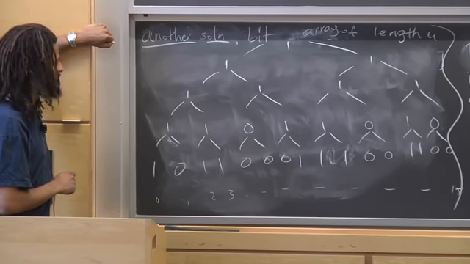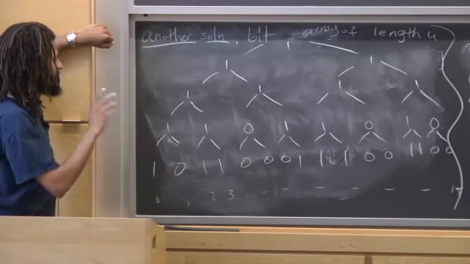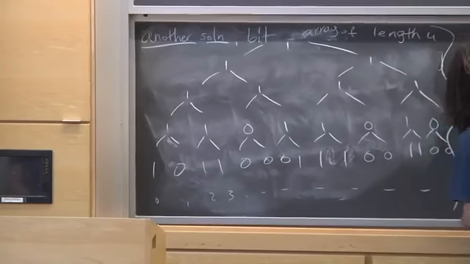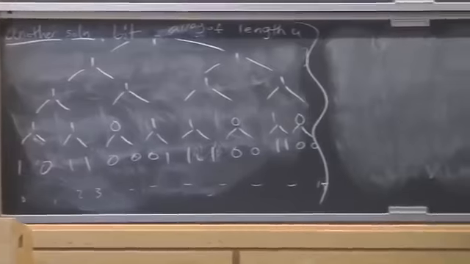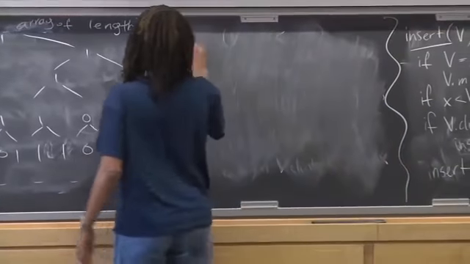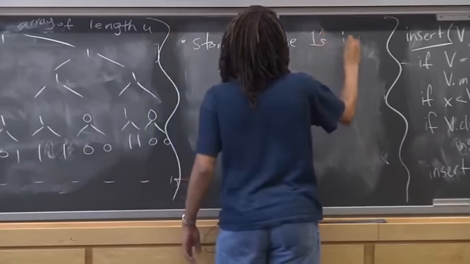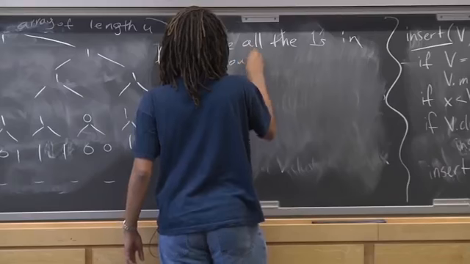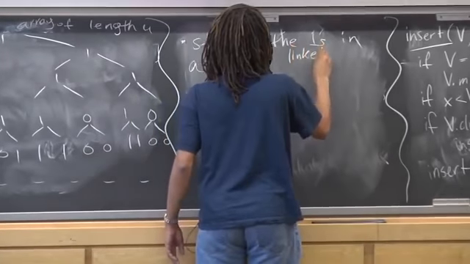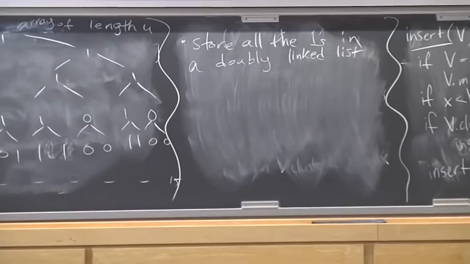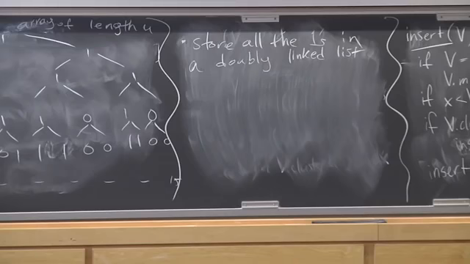Let me also say this. I'll do one more thing too. I'll store all the ones in a doubly linked list. So suppose someone asked me for the predecessor of a 1. What would I do? Yeah, go back one in the linked list, constant time.